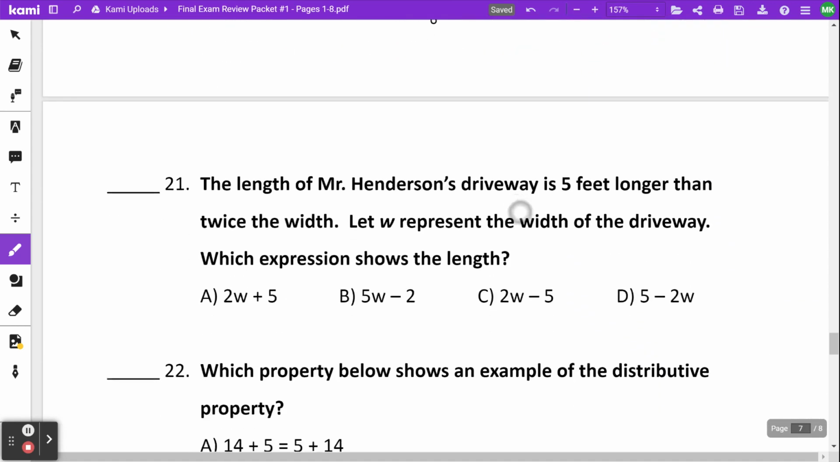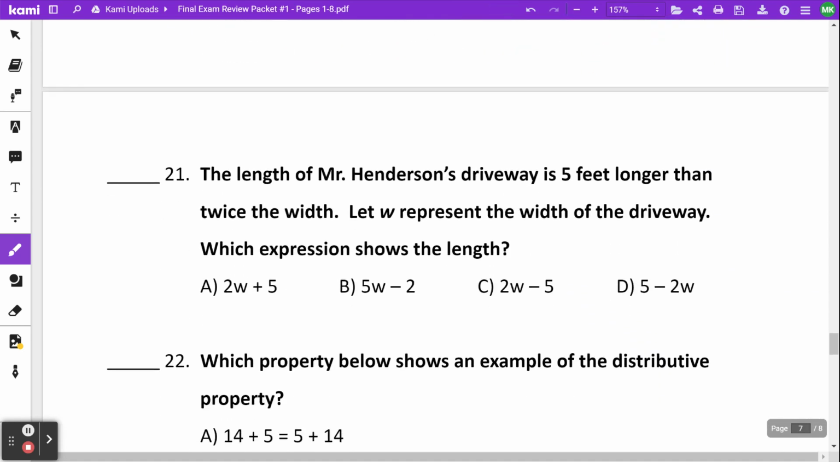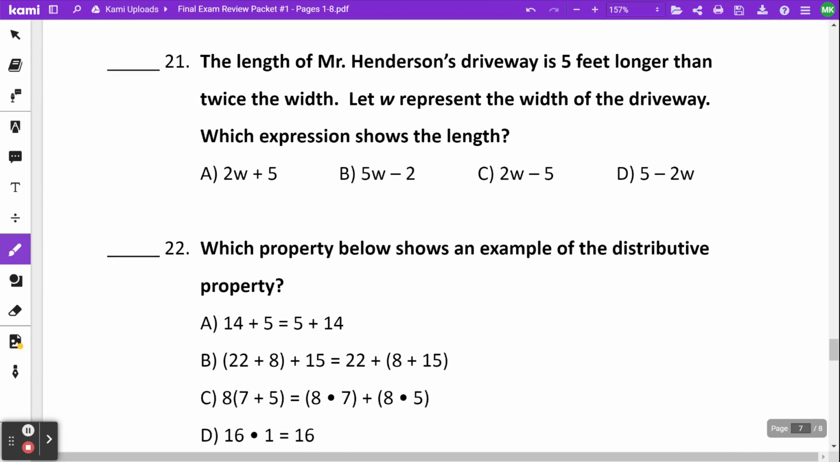And let's keep on going, right? So the length of Mr. Henderson's driveway is 5 feet longer than twice the width. Let W represent the width of the driveway. Okay, so let's see. W equals the width, right?